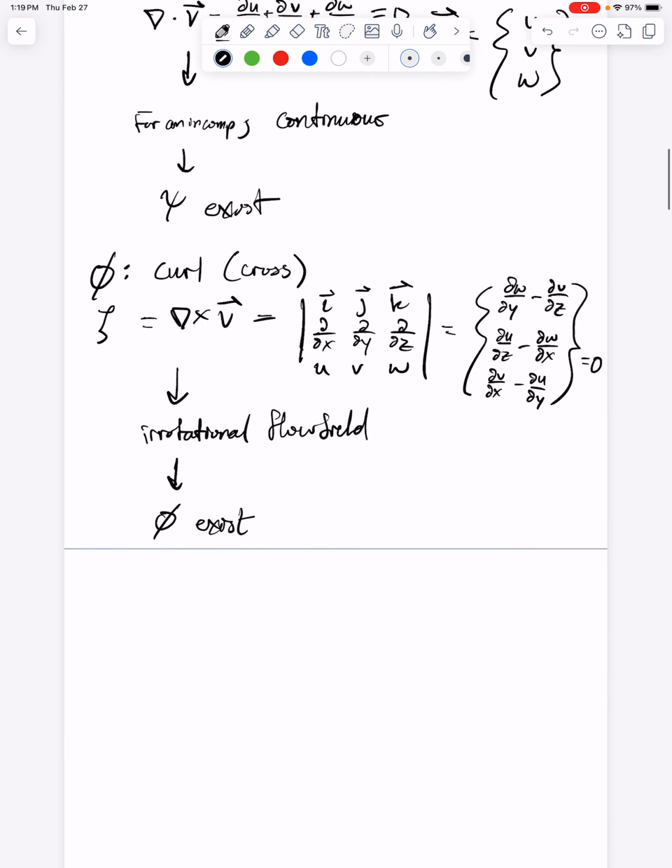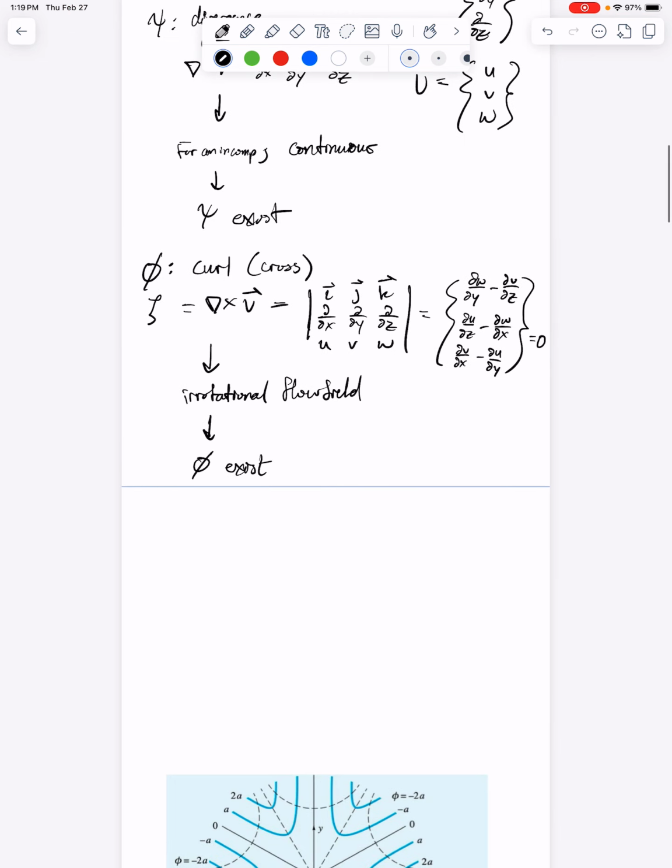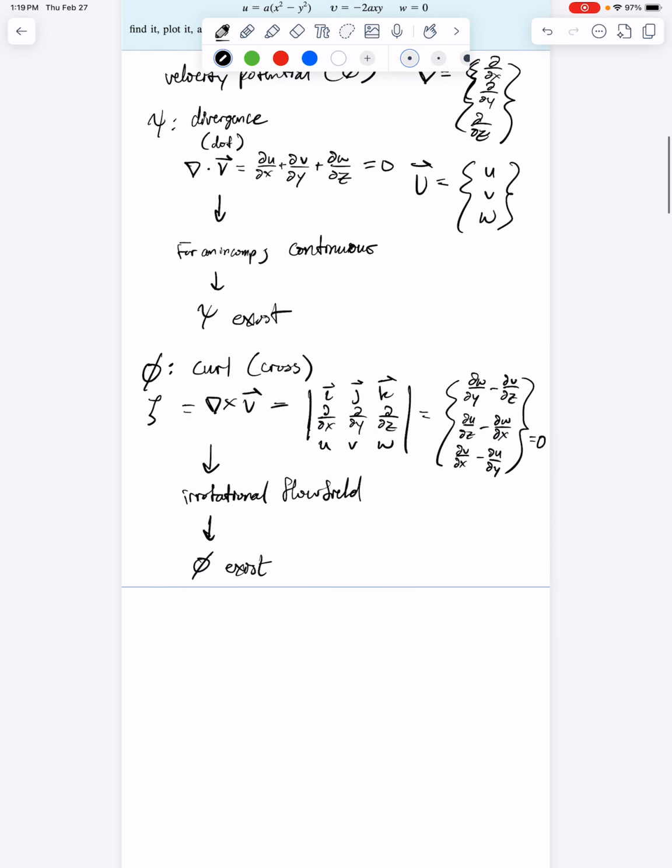Sorry, yeah. So, just a brief reminder, for streamlines, divergence theorem, which is dot product, results in satisfying the continuity equation for an incompressible flow field, which then implies that streamlines do exist. For velocity potentials, we do the curl of the velocity field, and if it's equal to 0, that proves an irrotational flow field, which proves that phi exists.